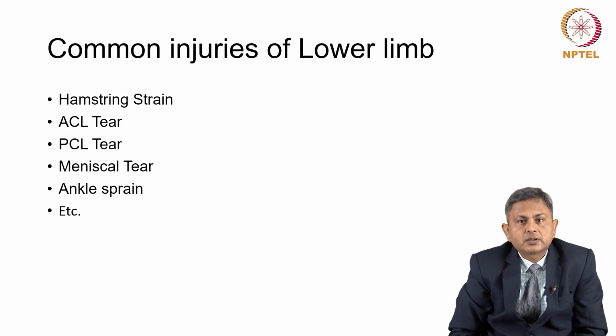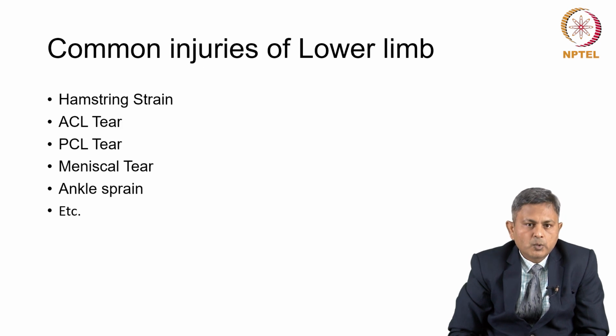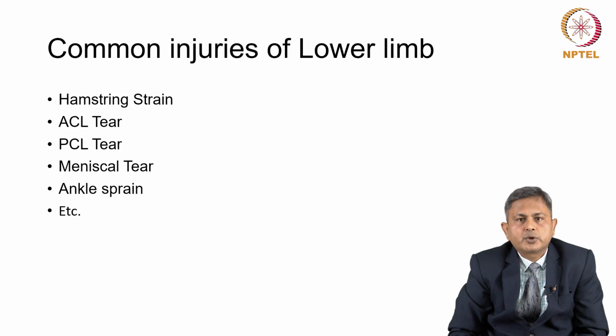In ankle sprain, the lateral or medial ligaments of the ankle get disrupted because of sudden movement of the ankle, and it might be associated with some bony injury or without bony injury.